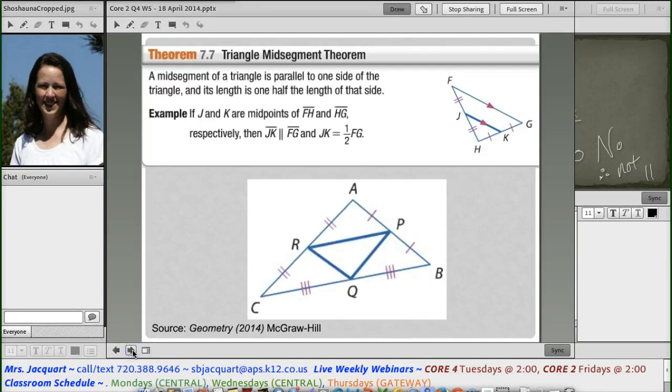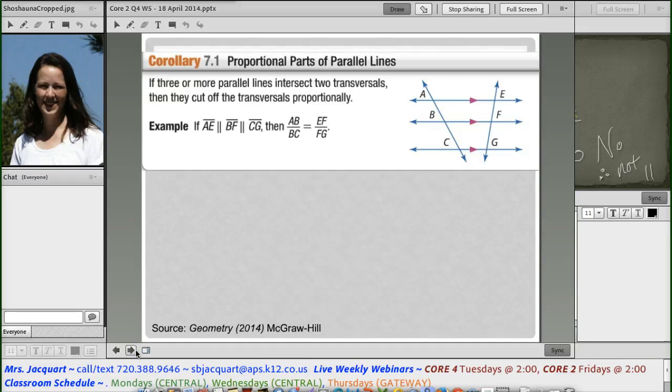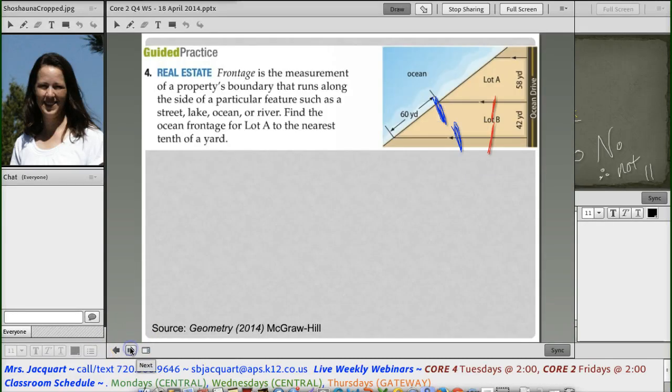Next problem. Okay, a mid-segment of a triangle. So just push pause and read through that. Okay, so here's our other proportional parts of parallel lines. This one's really cool, similar to those other triangles. So let's visually break this out. AB and BC, and then our other fraction-y part will be EF and FG. So those are going to be our fractions.